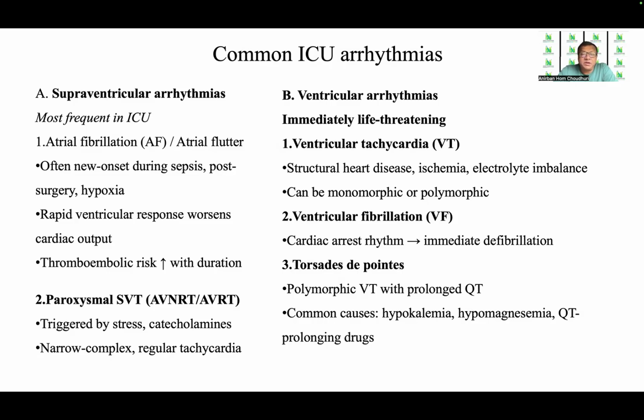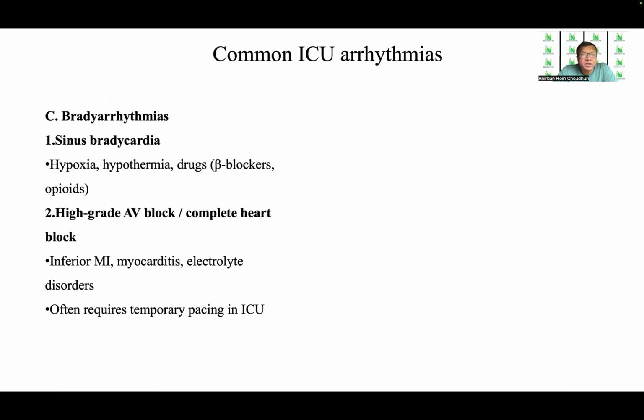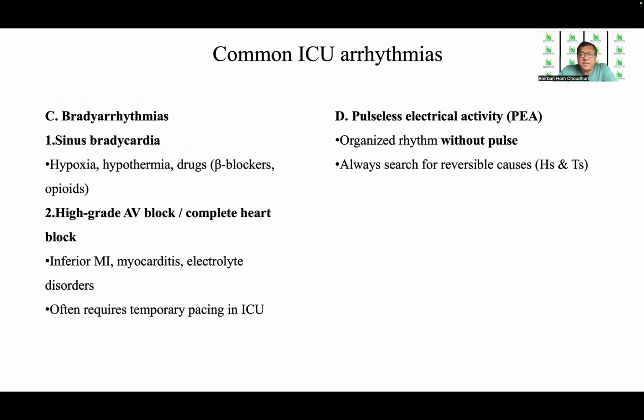As I mentioned, polymorphic VT with prolonged QT can be there, which is torsades de pointes. The common causes are hypokalemia, hypomagnesemia, and QT prolonging drugs. There can be bradyarrhythmias, either sinus bradycardia, which may be due to hypoxia, hypothermia, or drugs such as beta blockers or opioids, or high-grade AV block or complete heart block, particularly in inferior MI, myocarditis, and electrolyte disorders. They often require temporary pacing in the ICU.